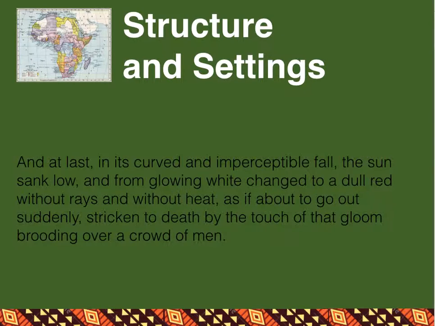"And at last, in its curved and imperceptible fall, the sun sank low, and from glowing white changed to a dull red without rays and without heat, as if about to go out suddenly, stricken to death by the gloom of that gloom, brooding over a crowd of men." Once again, notice the words gloom and brooding coming together. Very interesting. So a question I would ask you about this slide is, how do we see Impressionism being used here in just this one sentence?